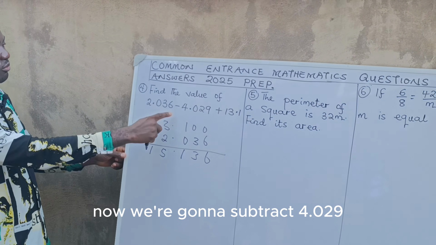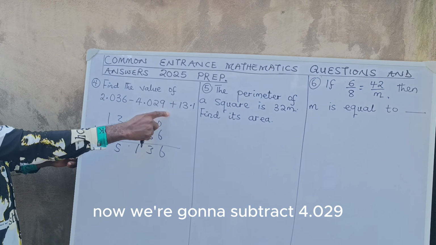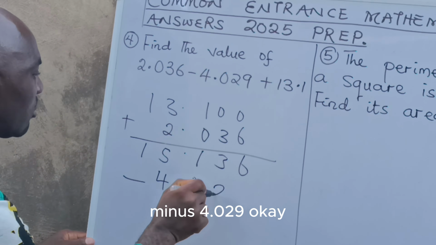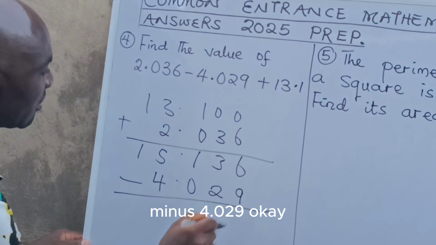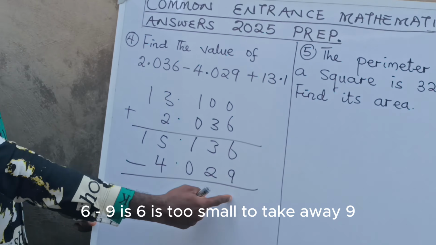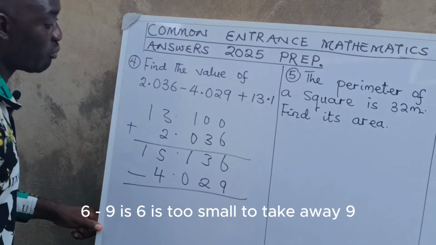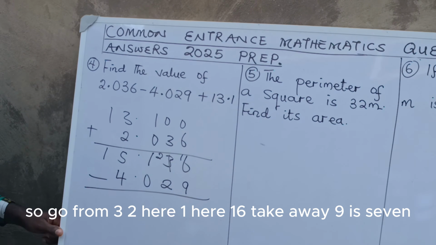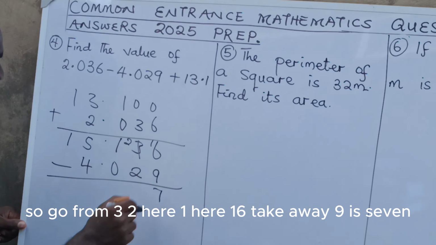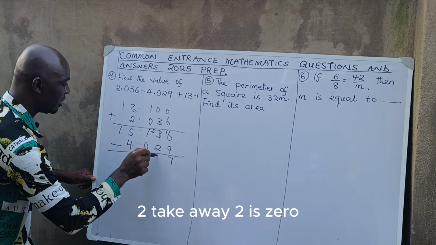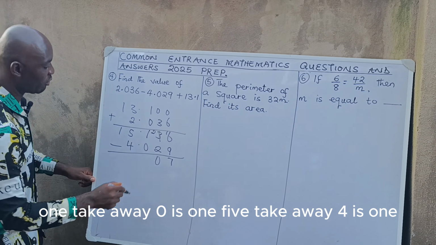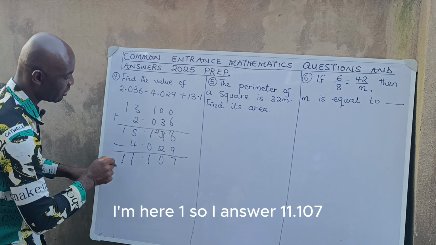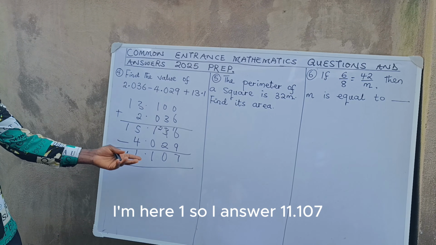Okay, now we're going to subtract 4.029 from 15.136. 6 minus 9, 6 is too small to take away 9, so we'll borrow from 3, 2 here, 1 here. 16 take away 9 is 7. 2 take away 2 is 0. 1 take away 0 is 1. 5 take away 4 is 1. And here 1. So our answer is 11.107.